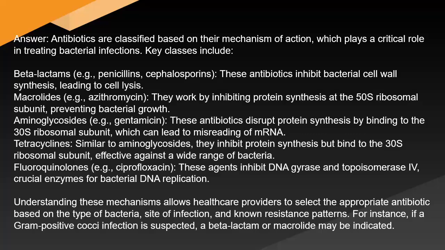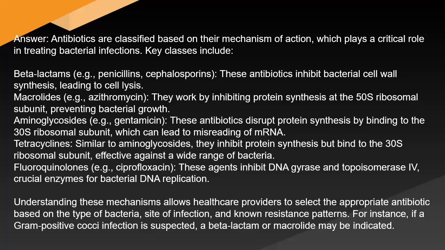Macrolides, e.g., azithromycin. They work by inhibiting protein synthesis at the 50S ribosomal subunit, preventing bacterial growth. Aminoglycosides, e.g., gentamicin. These antibiotics disrupt protein synthesis by binding to the 30S ribosomal subunit, which can lead to misreading of mRNA. Tetracyclines. Similar to aminoglycosides, they inhibit protein synthesis but bind to the 30S ribosomal subunit, effective against a wide range of bacteria.